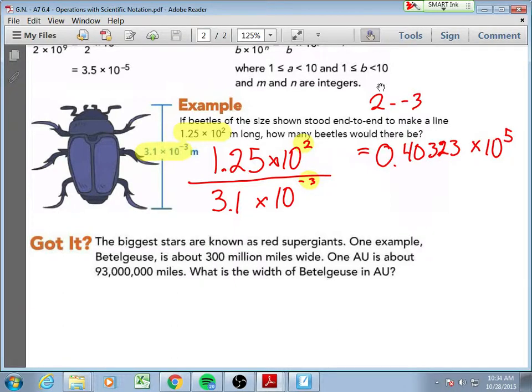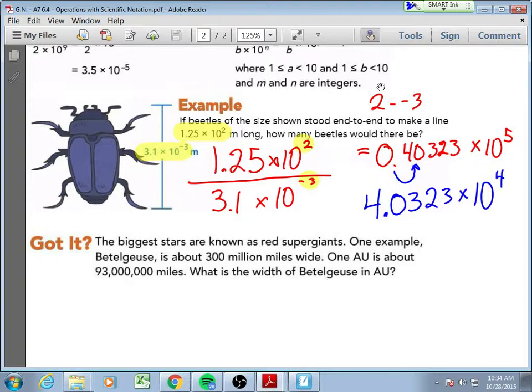But we're not in scientific notation. To get in scientific notation, we move it to the right. So what happens to the power? It decreases. So we get 4.0323 times 10 to the fourth.